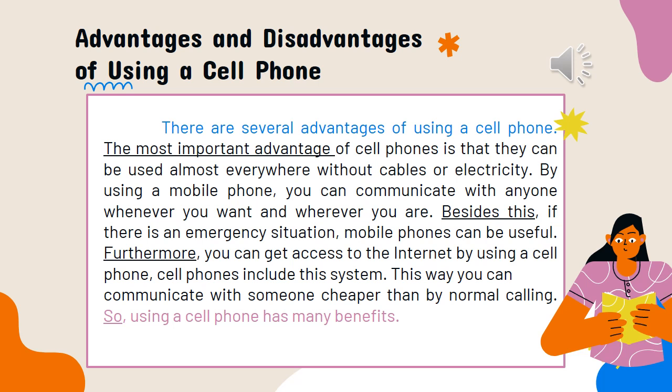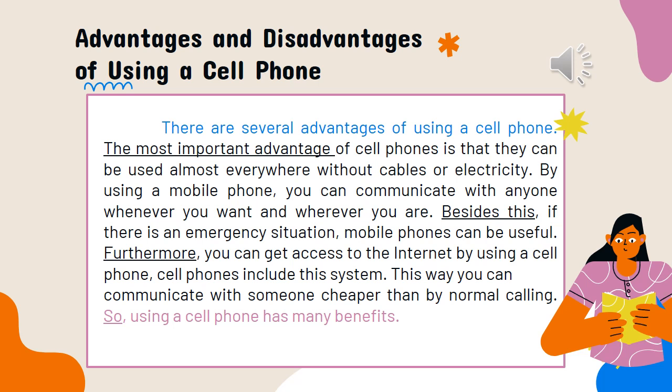And here comes the first body paragraph. And we said any body paragraph should start with a topic sentence, which is here, colored in blue. There are several advantages of using a cell phone, so we can clearly know that this paragraph will be only focusing on the advantages of using a cell phone. And then all the sentences that are following the topic sentence and colored in black, these are the supporting details to our main idea in this paragraph, which is the advantages of using a cell phone.